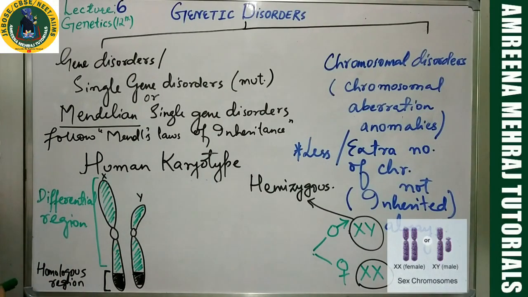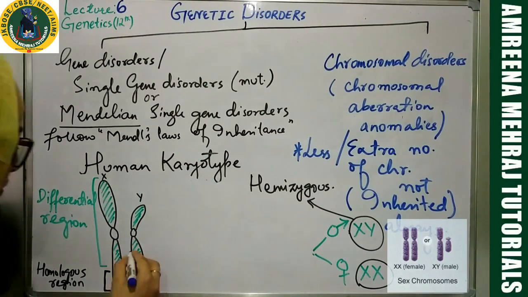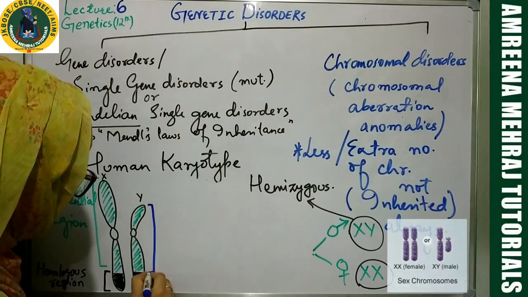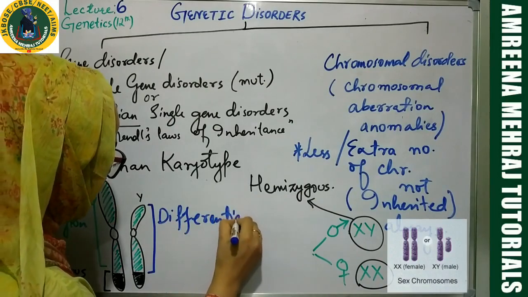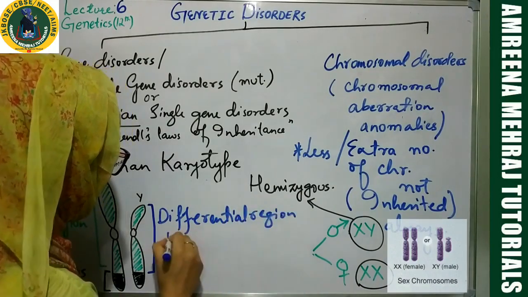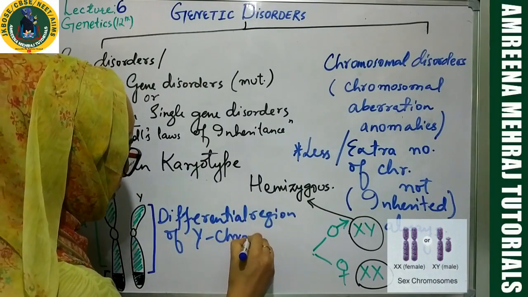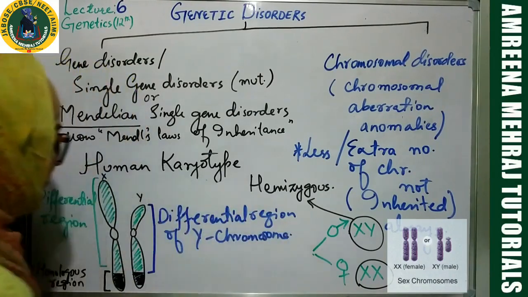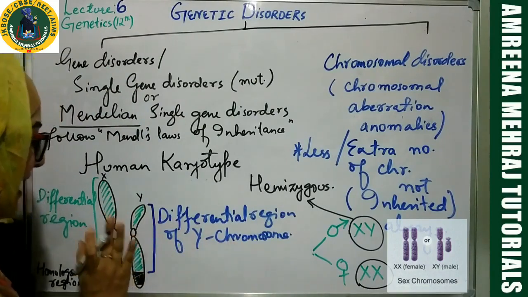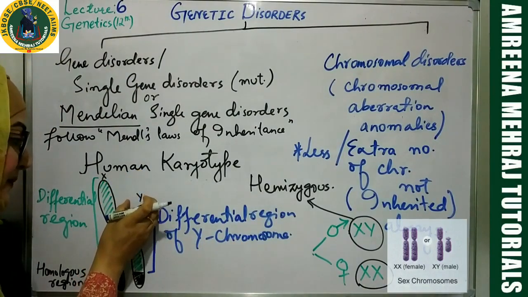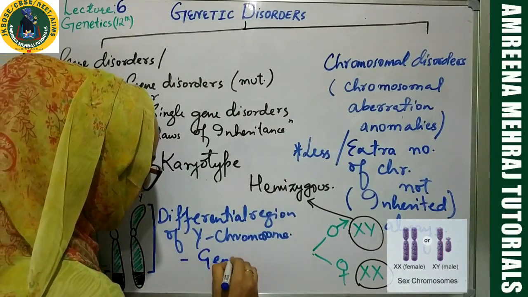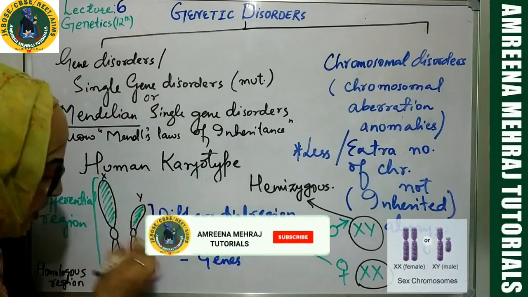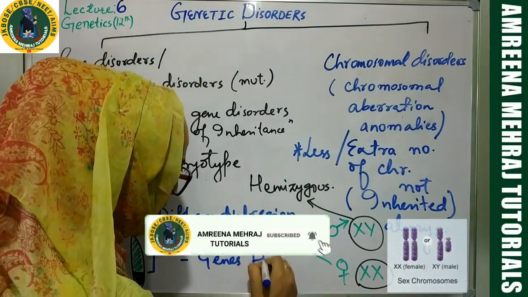Now the third point is, my dear students, now look at the differential region of Y. This is the differential region of Y chromosome. This differential region of Y chromosome has got those genes which are exclusively present in Y chromosome, okay? Those genes which are located in this particular region of Y chromosome are called Holandric genes.